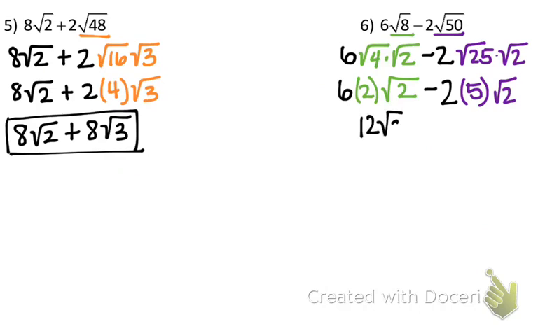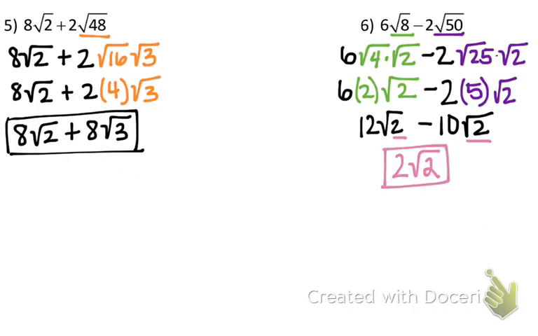So 6 times 2 is 12 square root of 2 minus 10 square root of 2. Now notice, in the beginning of the problem, it looked like we didn't have any like terms because we have the square root of 8 and the square root of 50. Those aren't like terms, but after we simplified, we've created like terms. Now we have a square root of 2 and a square root of 2. So now we do have like terms. We can combine their coefficients. So 12 minus 2 will give us 10 square root of 2, and that is our answer.